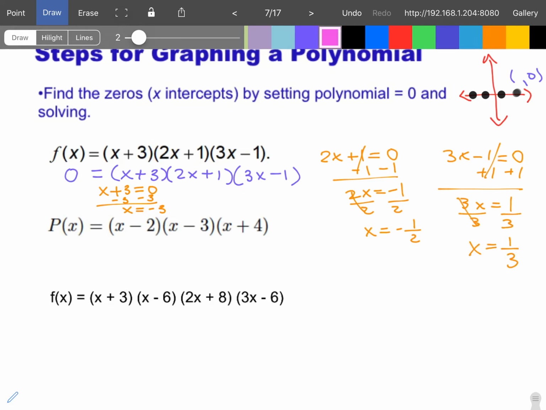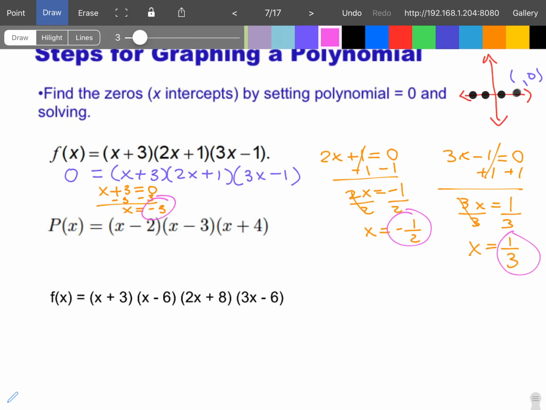So x equals 1/3. So we have negative 3, negative 1/2, and positive 1/3 as 3 locations where this polynomial will cross the x-axis. And so that will help us. We already know about the right and the left end behavior of the graph, but this tells us where it's going to cross the graph.